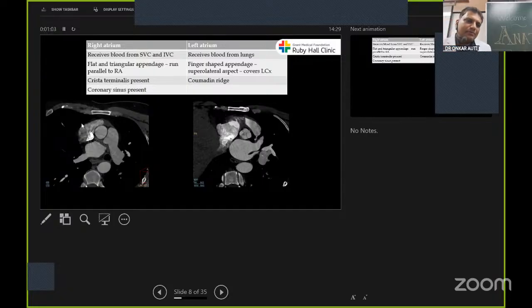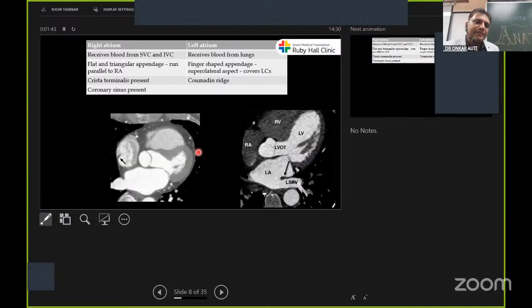If you look at the right atrium, the appendage is triangular and broad-based. This is the right atrial appendage. On the other hand, the left atrium has a finger-like appendage with a pointed tip. Usually it covers the left circumflex coronary artery anteriorly. So this is the main difference between the two atria according to morphology.